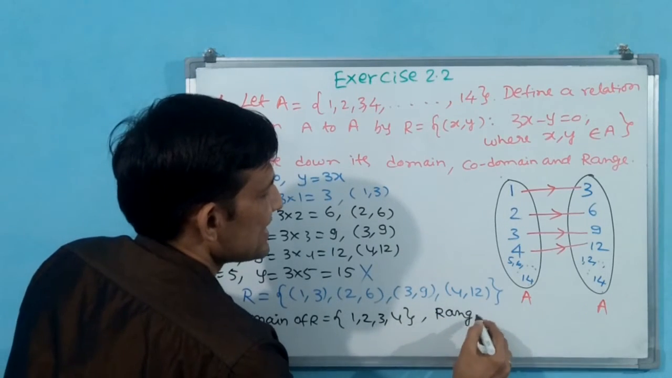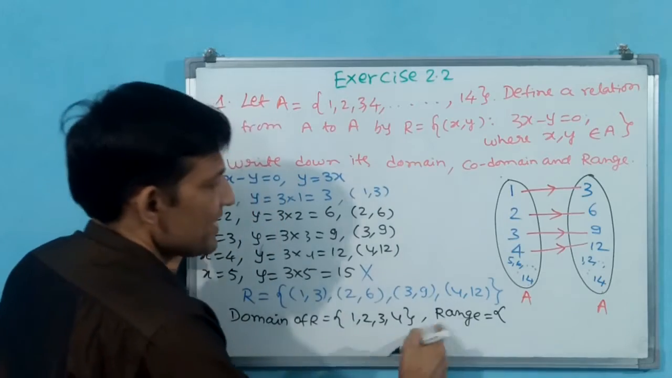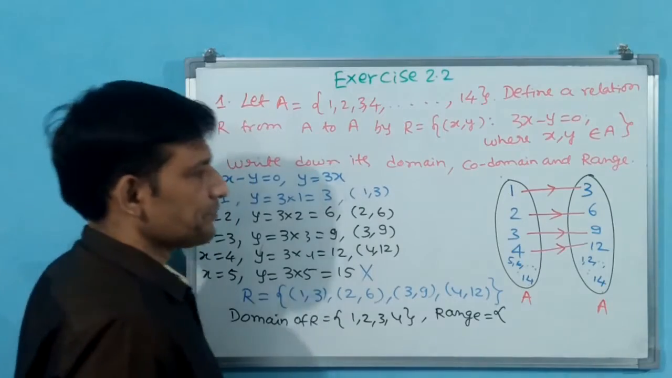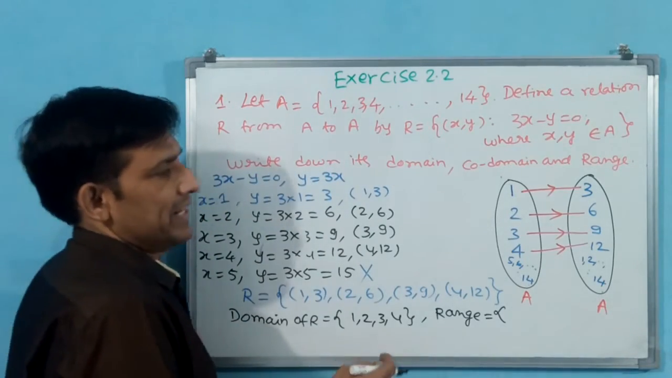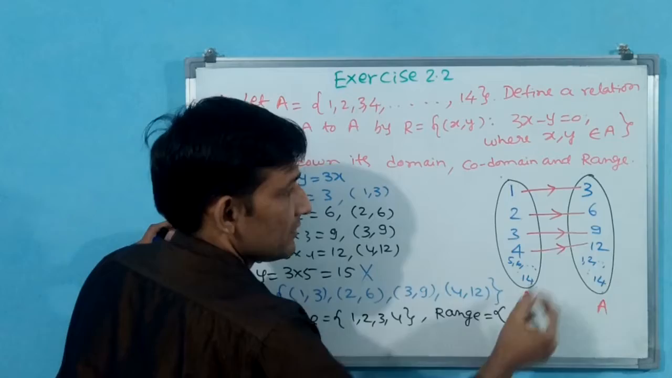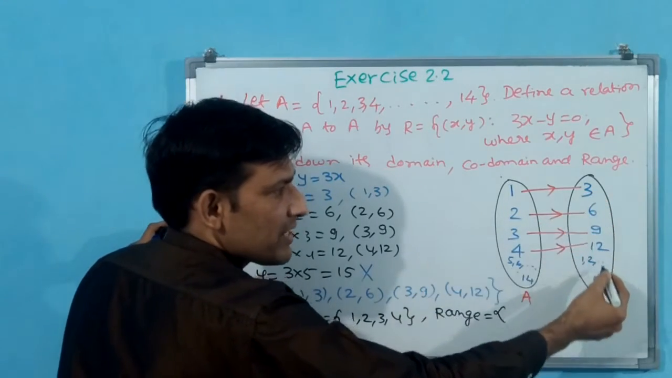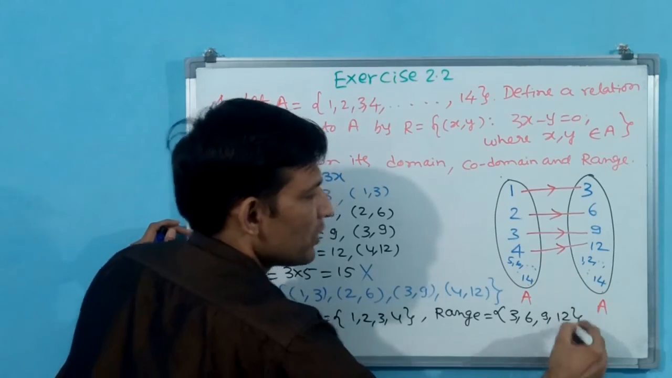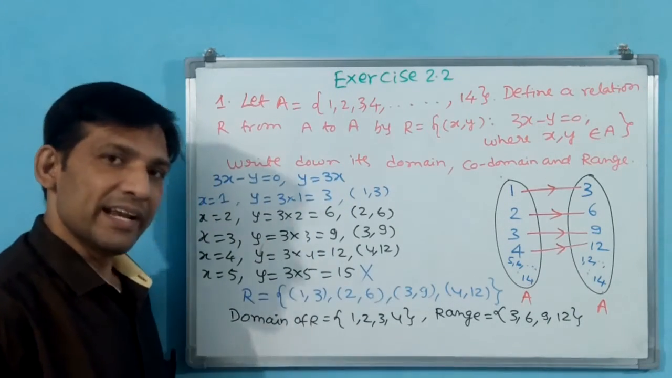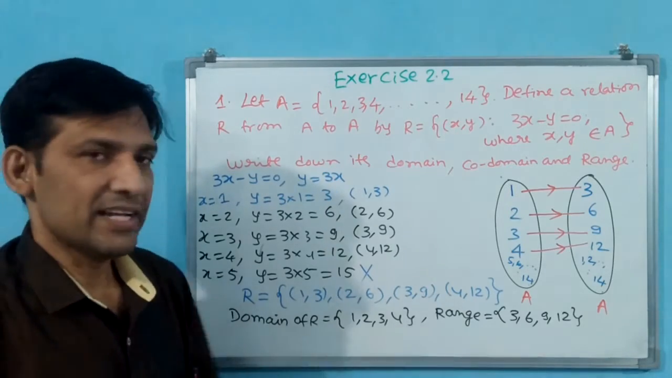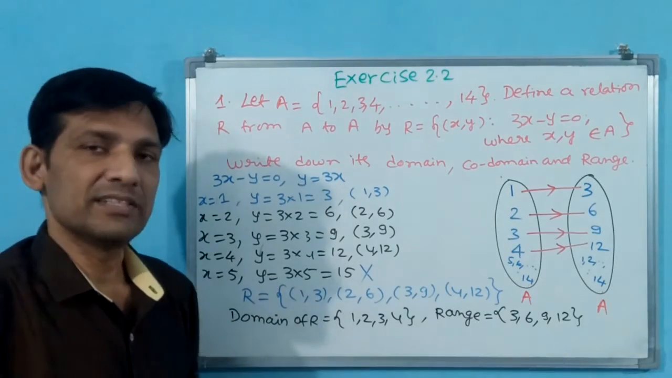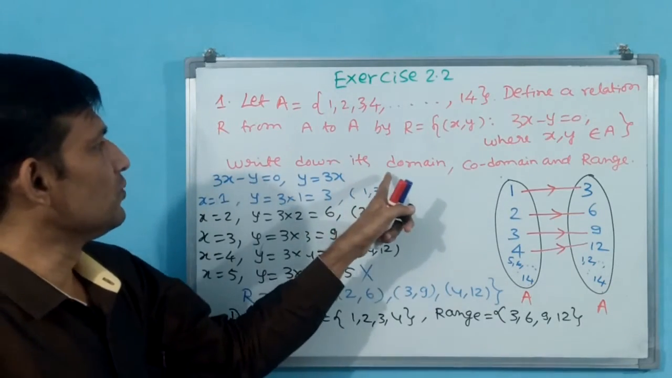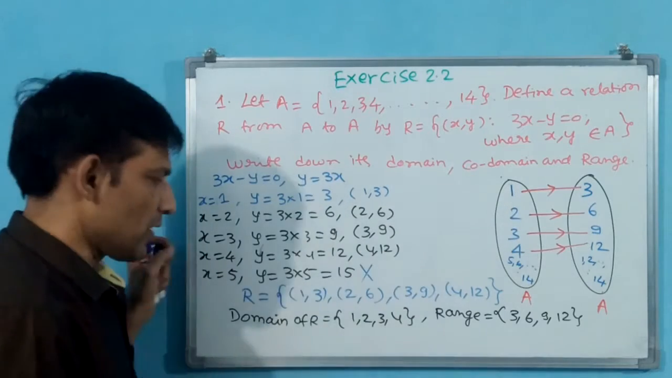First we write range, then we go for codomain. Range of R you can write. I have written only range, but you write range of R. Range is the elements that have a relation: 3, 6, 9, 12 only. Domain is 1, 2, 3, 4. Range is 3, 6, 9, 12. This is the answer for these two, domain and range. Now codomain also we have to write.